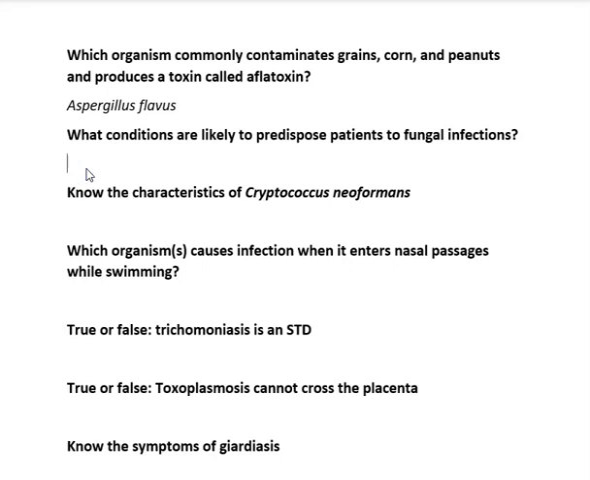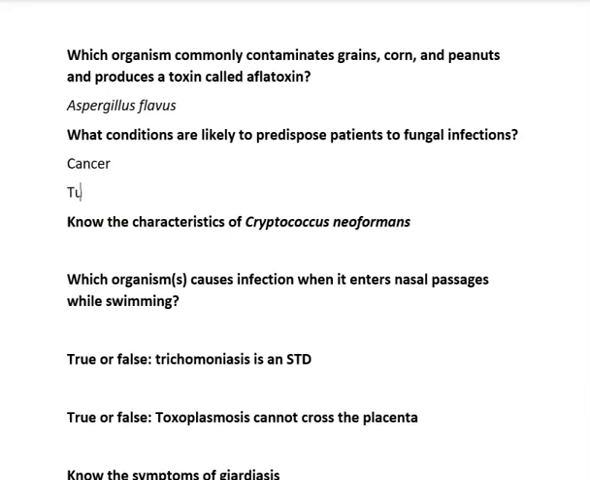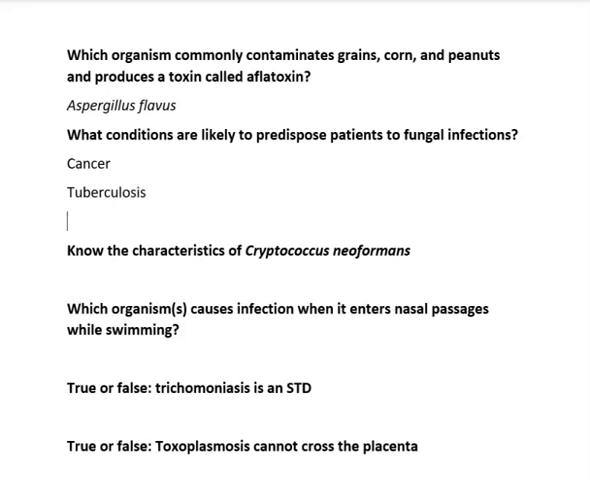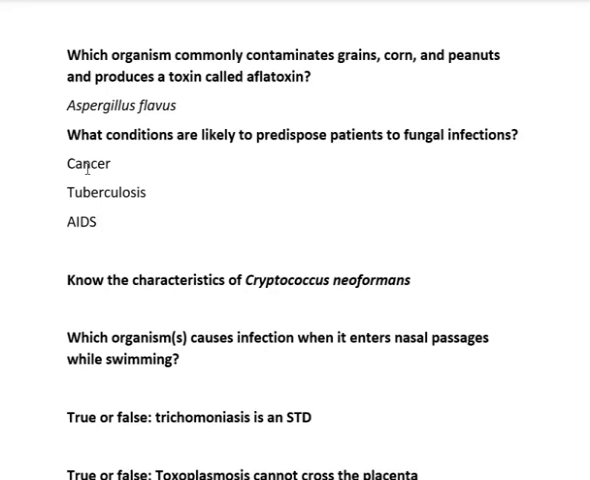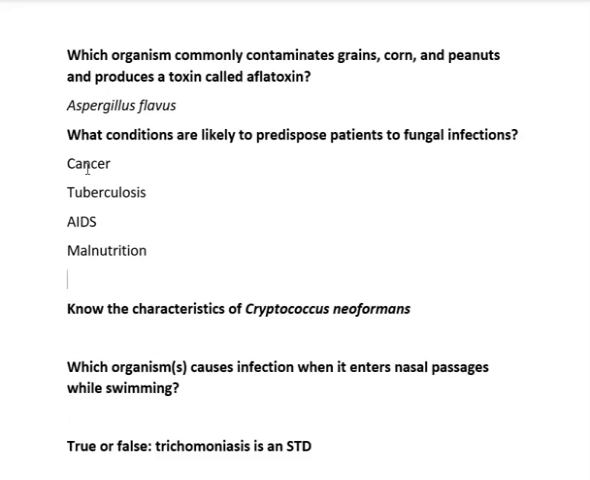What conditions are likely to predispose patients to fungal infections? Well, remember, pretty much anything that causes immune compromise is going to predispose someone to getting a fungal infection. So this is going to be things like cancer, other serious infections like tuberculosis, of course, AIDS. Malnutrition can also predispose one to fungal infections, and of course other conditions like poorly controlled diabetes.